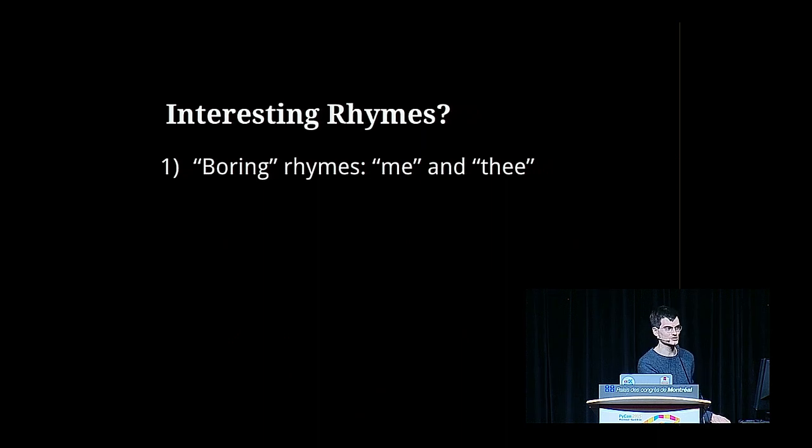In information theoretical terms, these are very low entropy rhymes. When you see thee, it doesn't add much information to say that the next rhyme is going to be me. In fact, if you read a Shakespeare poem and you see, indeed, like the last word of a line is thee, somewhere in the back of your mind, you're going to be expecting me to come next.